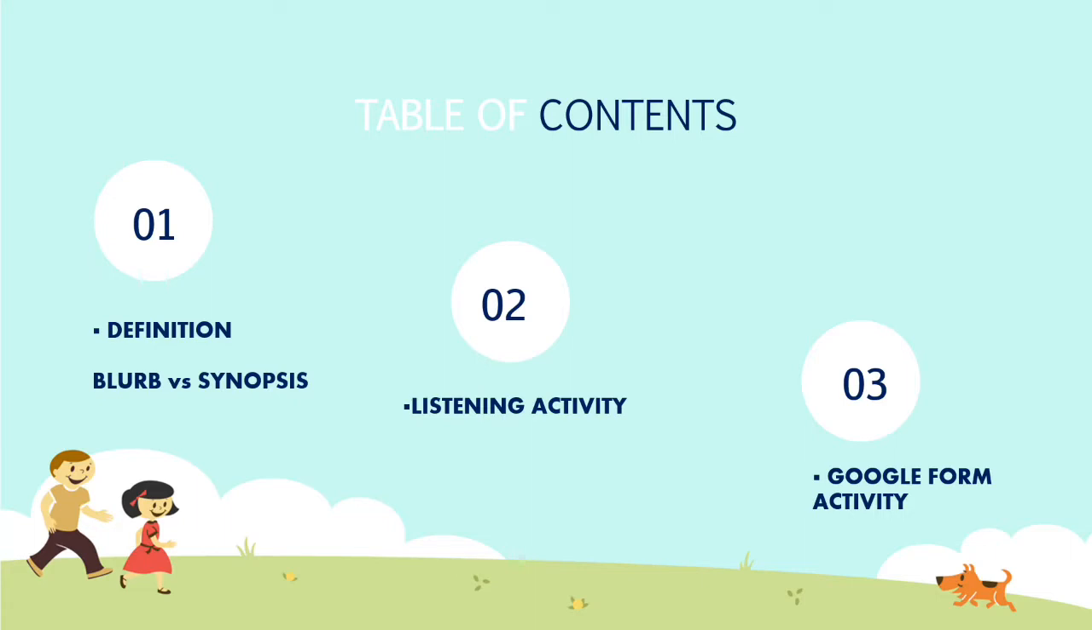These are the table of contents. Number 1, we will learn about the definition of blurb versus synopsis. Number 2, we will do listening activity. And number 3, Google Form activity.